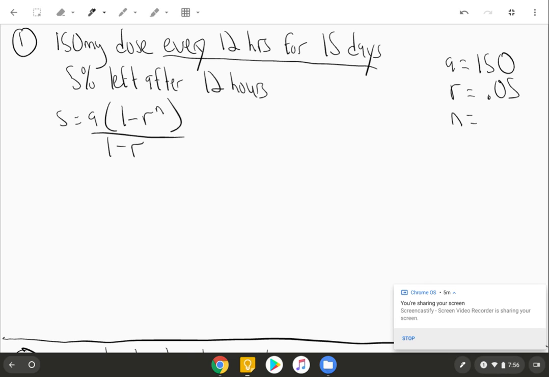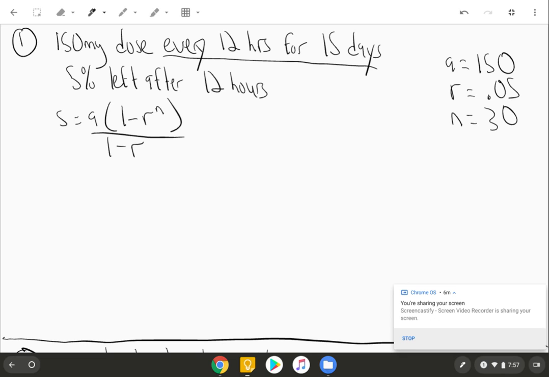So let's think about this here. We know that there's 24 hours in a day. If there's 24 hours in a day and you're taking a medicine every 12 hours, that means you're taking that medicine twice a day. Many of us, me included, will take medicines twice a day, when we wake up and before we go to bed. And if I'm taking it twice a day for 15 days, that means I'm taking a total of 30 doses of that medicine.